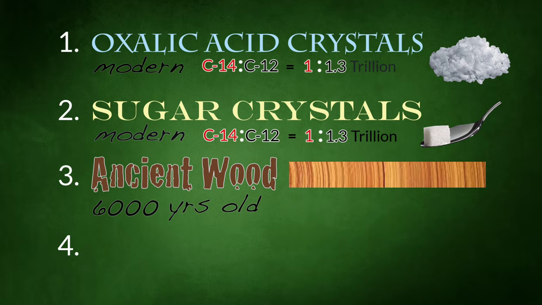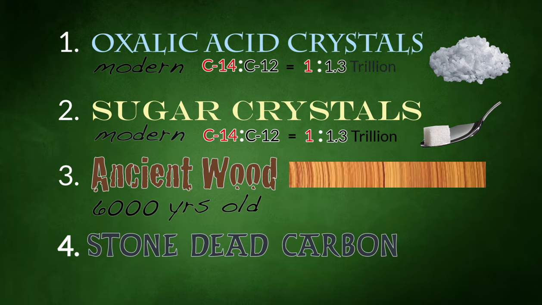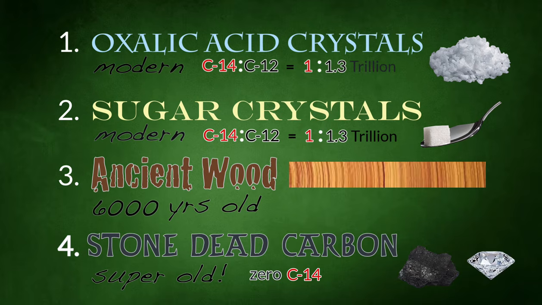Finally, they turned to what's called stone-dead carbon. That would be a material that's far too old to contain any C14 at all. This often includes materials like very ancient coal that was formed millions of years ago, or even diamonds. By definition, these should come back as radiocarbon dead with no C14 in them at all.